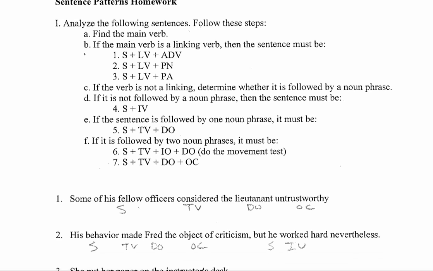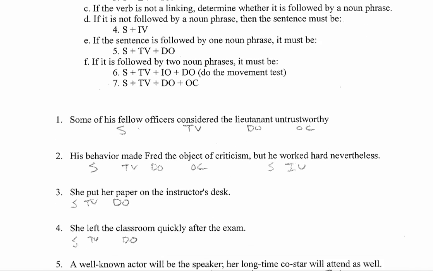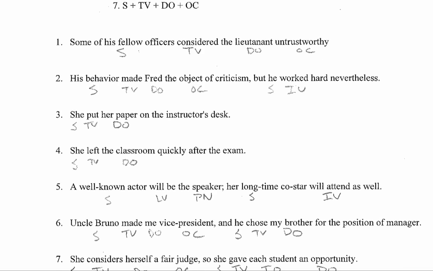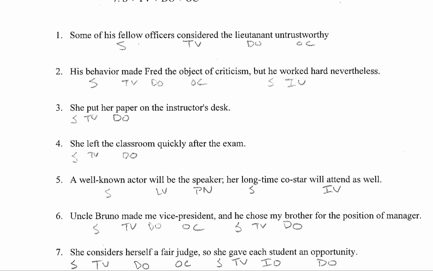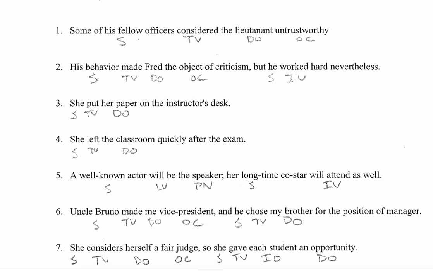So if we look at 1, these sentences are slightly more challenging than the ones in the first handout. So let's talk through these on the first page. Some of his fellow officers considered the lieutenant untrustworthy. So we have the subject, some of his fellow officers. We can identify the main verb, considered. Is considered a linking verb? No, it is not. So 1, 2, and 3 are off the table. Is it followed by a noun phrase? Yes. Pattern 4 is off.